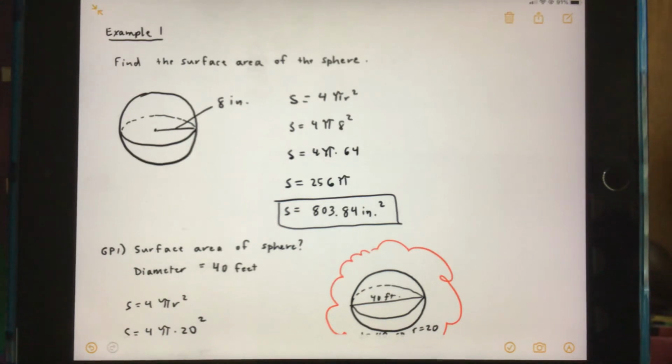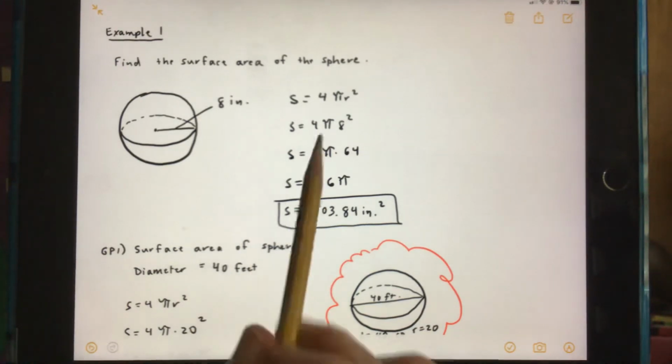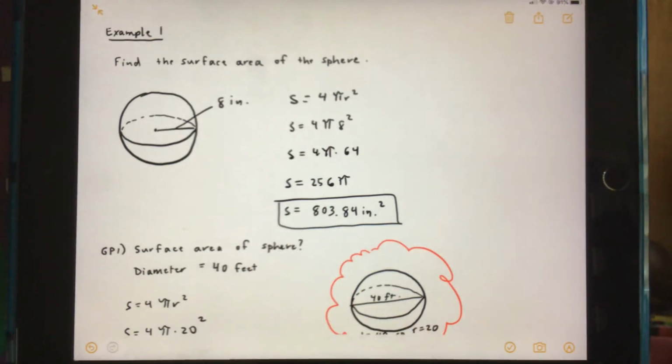Example 1, find the surface area of the sphere. We are given the information that the sphere has an 8-inch radius. So that makes it really easy for us to find the surface area. Here's our formula. Surface area is 4 pi r squared.